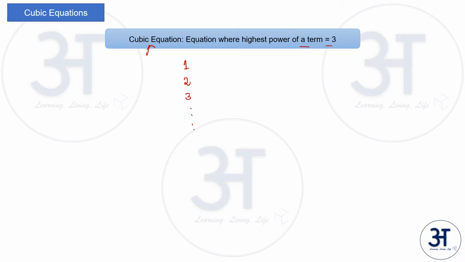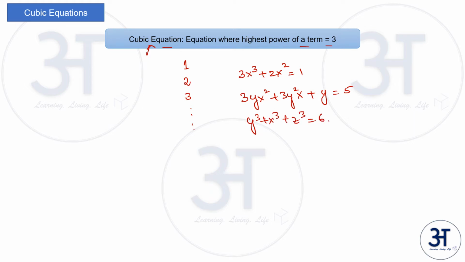So some of the examples of this cubic equation are say 3x cube plus 2x square equal to 1, 3yx square plus 3y square x plus y is equal to 5, y cube plus x cube plus z cube is equal to 6, and so on. So if you see closely, only the highest power need to be 3. It is not necessary that each and every term should have the power of 3.